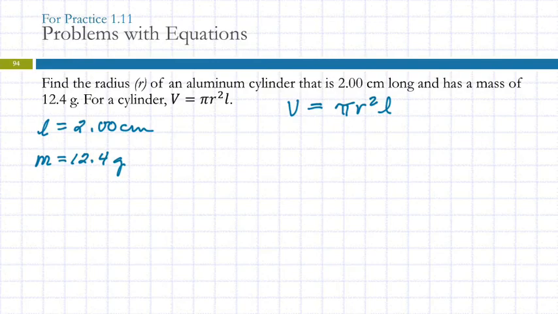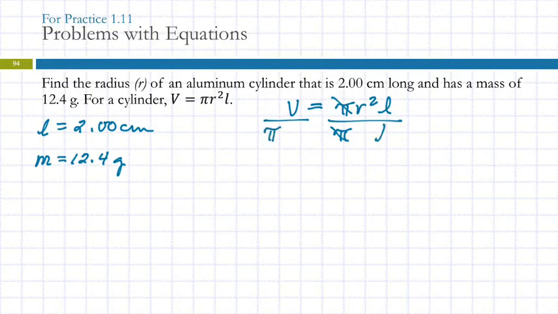So we want to isolate R. So I need to get rid of pi and L. And these are multiplying R squared, and so to get rid of them, I'm going to divide by them. I'm going to divide by pi. Pi over pi is 1. It cancels out. If I do it to one side, I have to do it to the other side, or it won't be equal anymore. So I'm going to divide this side by pi also.